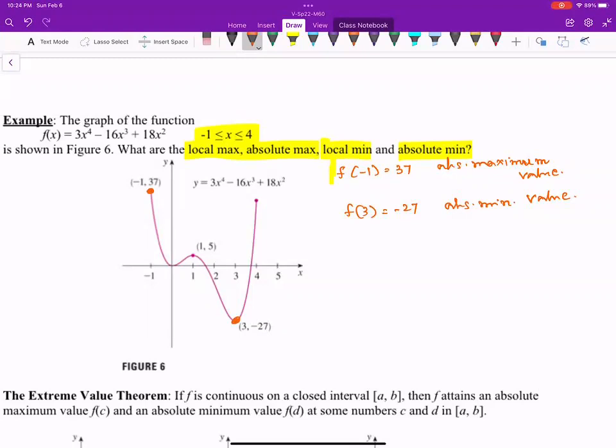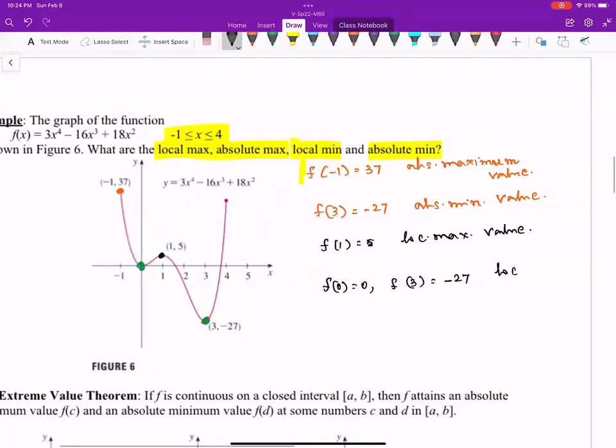Now, where else do you see some peaks? I see a peak here. So I can say f of 1 equal to 5 is a local maximum value. Are there valleys? Yes, you see a valley here. You also see a valley here, right? There are two valleys. So f of 0 equal to 0 and f of 3 equal to negative 27 are the two local minimum values.